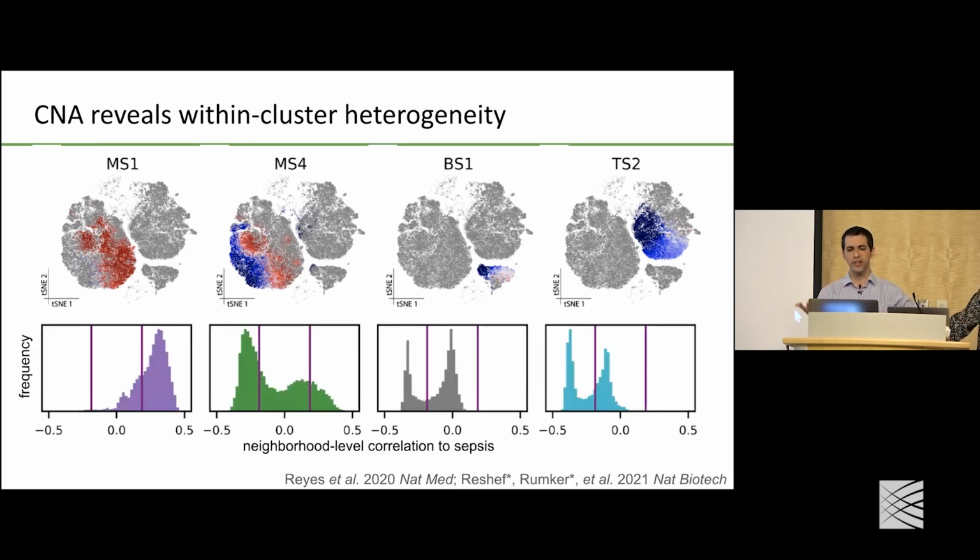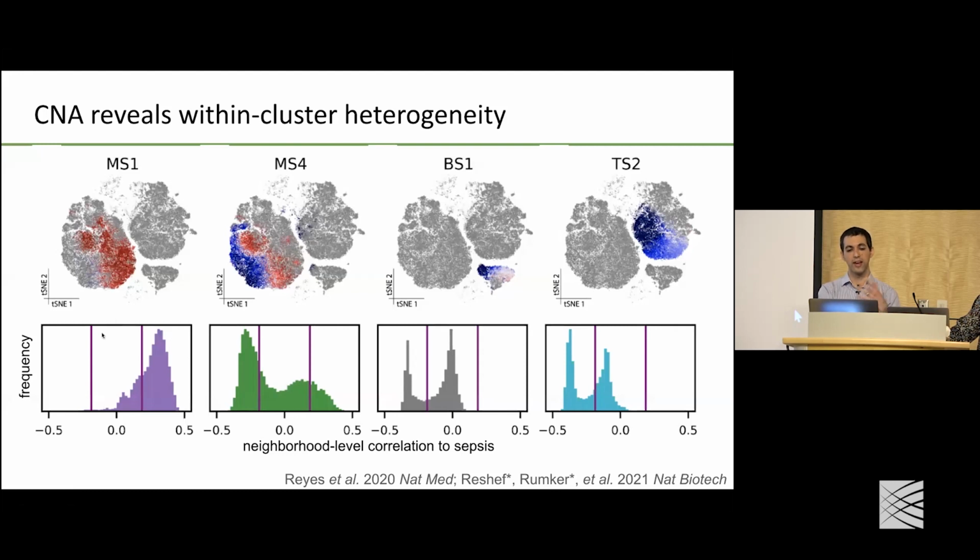And let me just show this in one more way that's a little more quantitative. What I'm showing you here are histograms of the neighborhood level correlations for the cells within each cluster. So on the x-axis of each of these histograms are the correlations between neighborhood abundance and the sepsis phenotype, and the y-axis is frequency across cells in the relevant cluster. So here we've got the histogram just for the cells in the MS1 cluster. And the vertical bars, I should say, are the FDR significance thresholds.